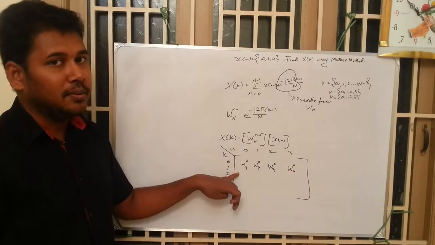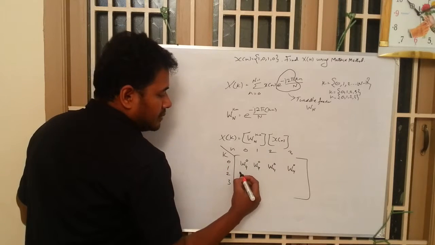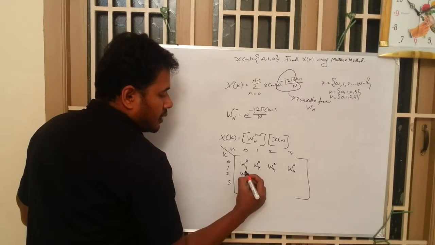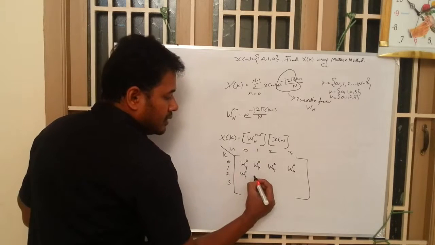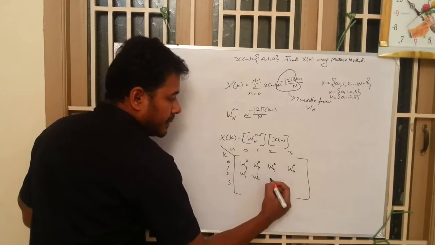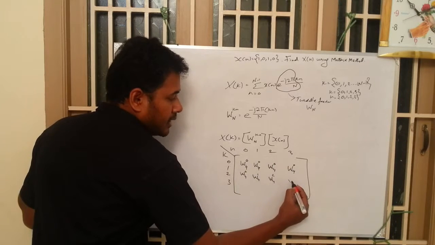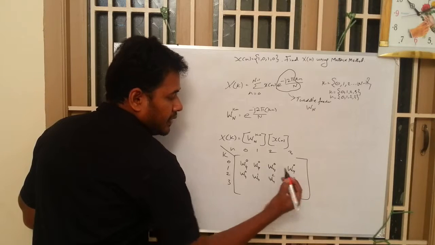Next, come to the second row. Here we have k equal to 1. So 1 into 0 is going to be 0, W base 4 power 0. Next, 1 into 1, W base 4 power 1. Next, W base 4 power 1 into 2, that is 2. Next, W base 4 power 3.